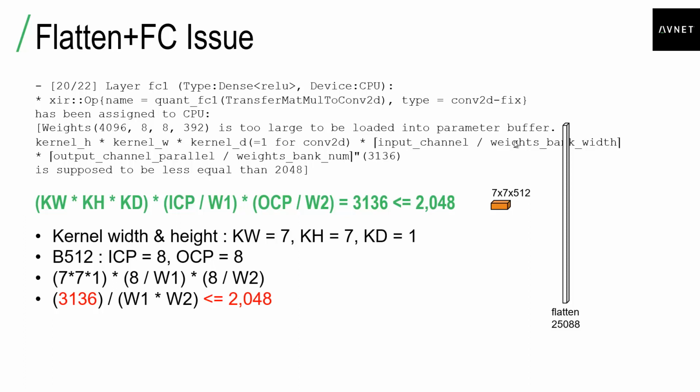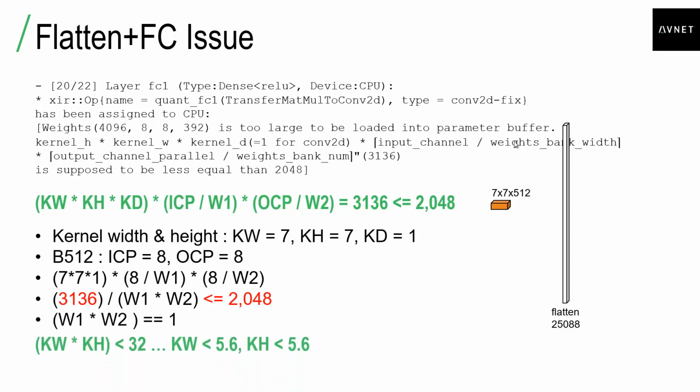So by deduction, if I understood this correctly, our weight factors are actually just 1, and we need to bring this kernel width and height smaller such that this formula will resolve to a value that's less than 2048. So for that to happen, kernel width and height has to be smaller than 32, or each of width and height need to be smaller than 5.6.